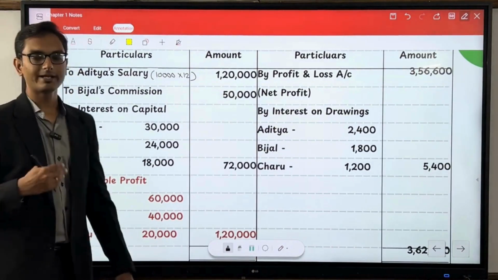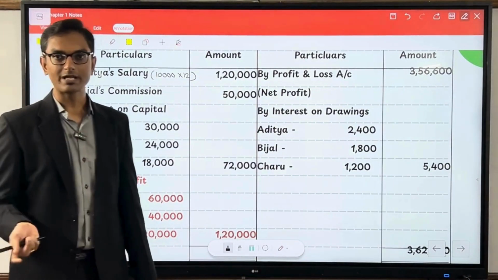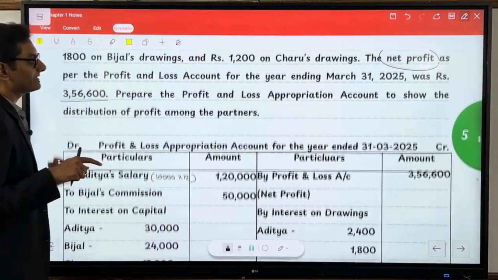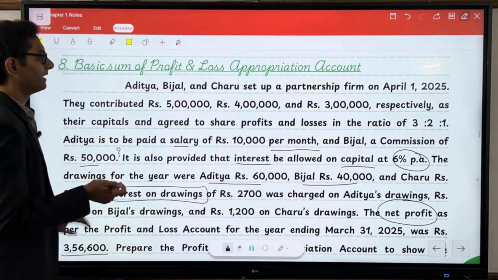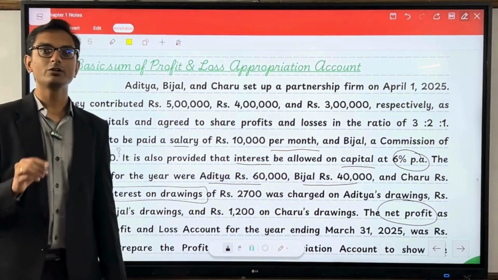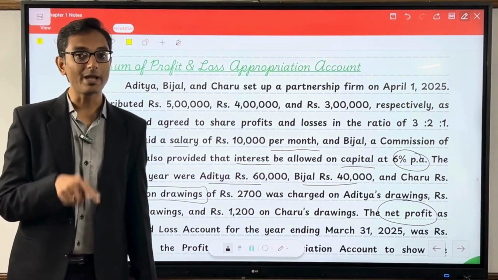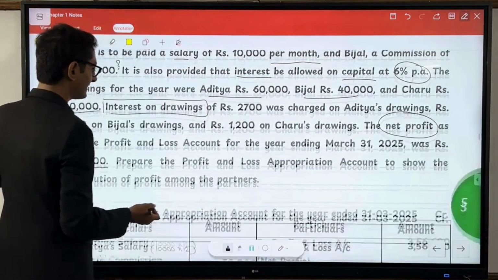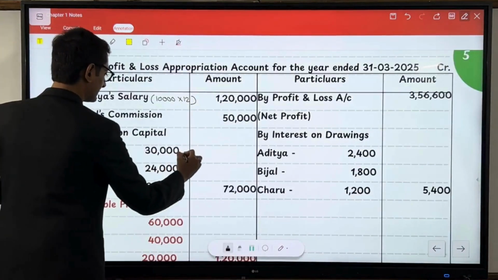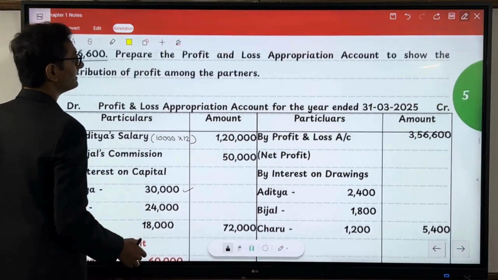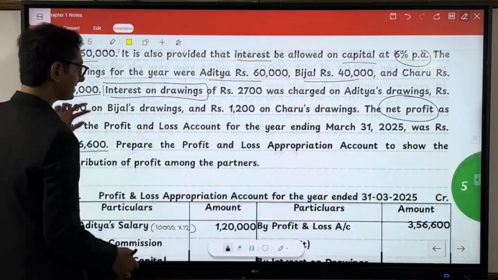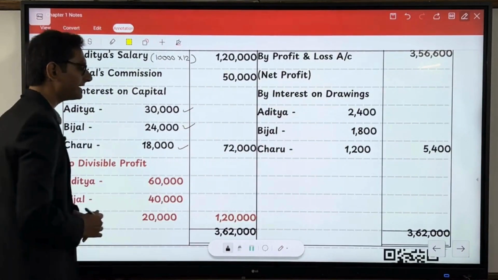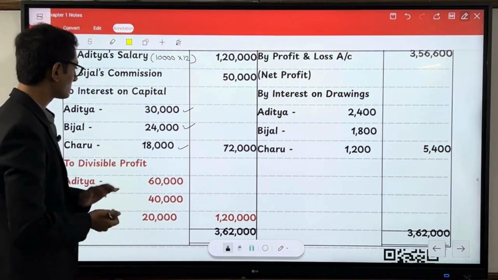Then another expense for the firm is interest on capital. It will be calculated at the rate of 6%. The amount of capital is given to you and interest on capital will always be calculated on the opening capital. Remember this. So 5 lakh, 4 lakh, 3 lakh. 6% of 5 lakh is 30,000. Then 6% of 4 lakh is 24,000 and 6% of 3 lakh is 18,000. So this will be the interest on capital.